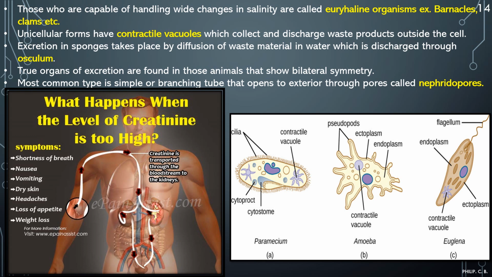Now here I have put just two images. As I mentioned, to the right are paramecium, amoeba and euglena. They have a contractile vacuole present in all these three. Whereas towards the left, what happens when the level of creatinine is too high? What are the symptoms? Shortness of breath, nausea, vomiting, dry skin, headache, loss of appetite, and weight loss. So creatinine is transported through the bloodstream to the kidney. That's why we have to be careful. If creatinine is high, one of the indications is a diabetic condition and other symptoms as mentioned here.